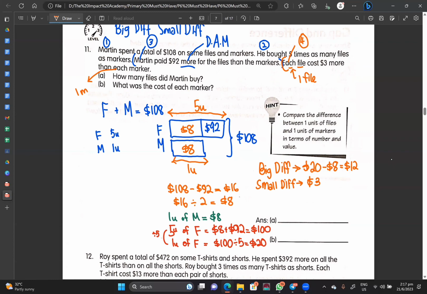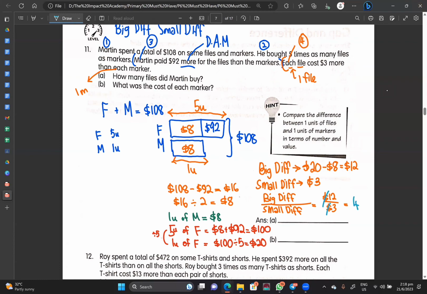True? Okay, now once you are done with this, step number 3, you can refer to your cheat code book. You realize that I always do this, right? To find the number of items, I just have to do big difference divided by small difference. When I do this, I will get $12 divided by $3. And when I do division, what happens to my dollar sign? It disappears. So I cancel it away. You understand what I'm saying? 12 divided by 3, that gives me 4.